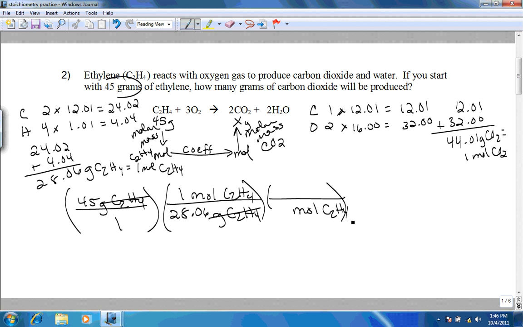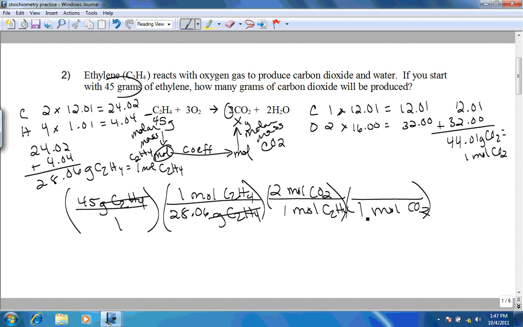And now we look at the coefficients. We're right here in our process. To go from here to here, we look at the coefficients. Notice that there is no coefficient for C2H4, so that becomes 1. We're going to CO2, so that coefficient is 2. So we have moles of CO2 on top, so that means we want moles of CO2 on the bottom of the next one.